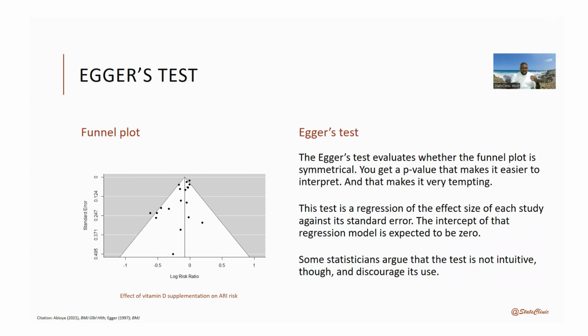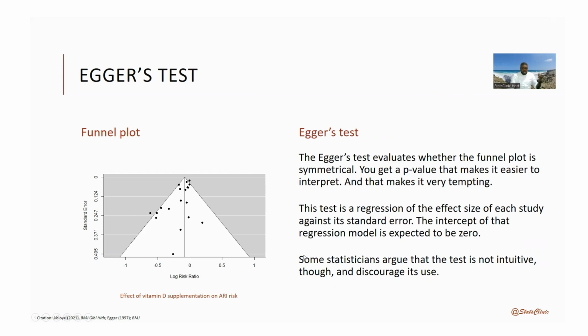You get a p-value, and that makes it quite tempting. It essentially regresses, so it's a regression of the effect size of each study against the standard error. So like I said, it takes the data that goes into this funnel plot and plugs it into a mathematical equation, right?